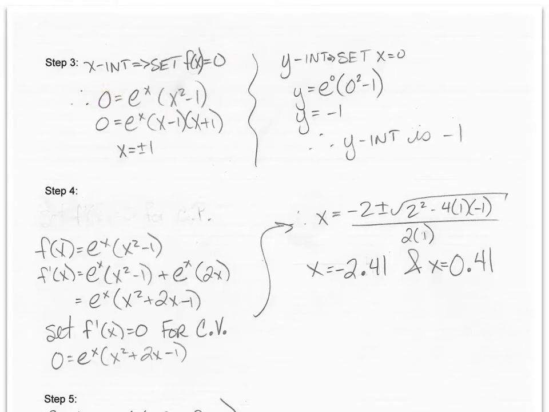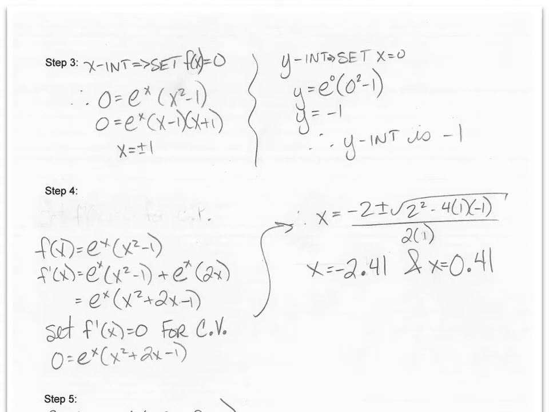I have e to the x times x squared minus 1. I can factor that. It's a difference of squares, and I get this. And I pick up x is equal to negative 1 and positive 1 from this section. Right here, e to the x can never be 0, so I didn't have to write that down. For my y-intercept, set x equal to 0, and I end up getting negative 1, so the y-intercept is negative 1. Awesome, so some values are already coming out, and they're starting to look nice.